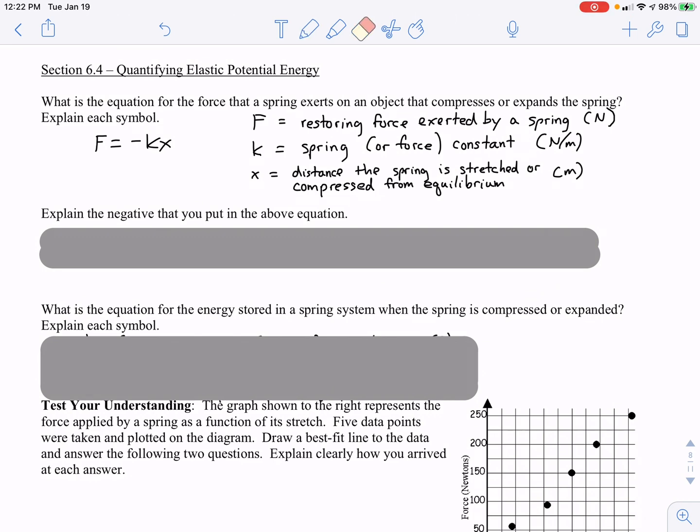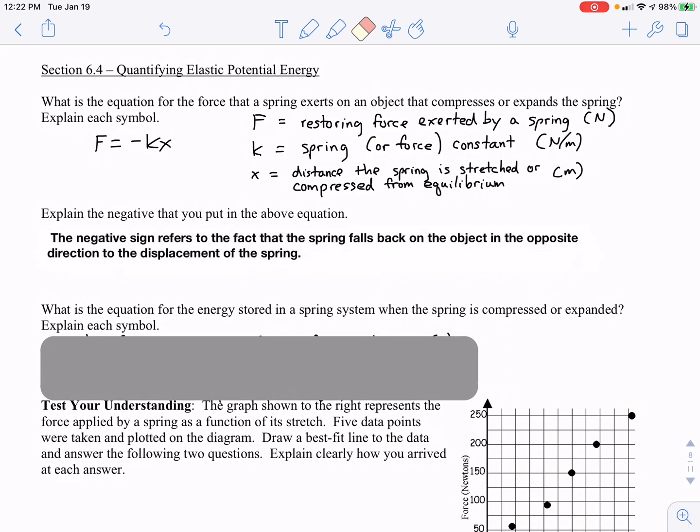Explain the negative that you put in the equation above. Well, the negative refers to the fact that the spring always wants to act in the opposite direction to displacement. So, for instance, if you have a horizontal spring that you're pulling to the right, the spring itself is pulling back towards equilibrium, which would be to the left. The spring is always pulling opposite to the direction of displacement to bring the spring back to equilibrium, hence the negative.